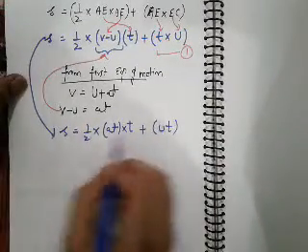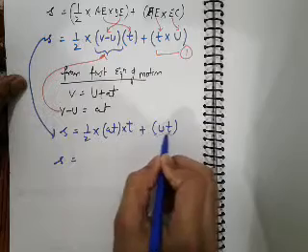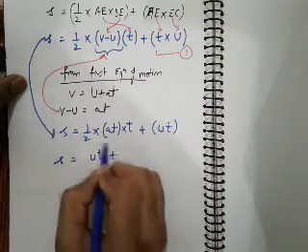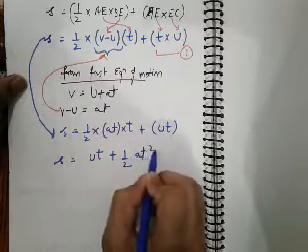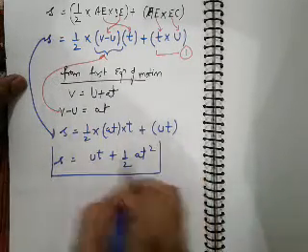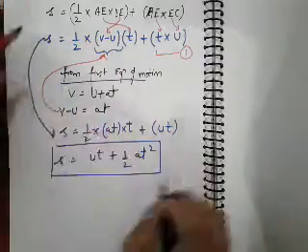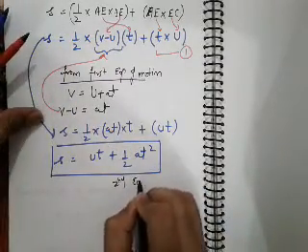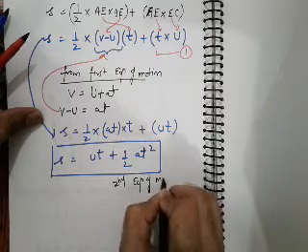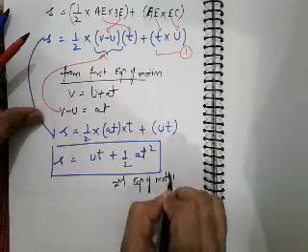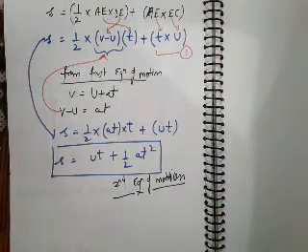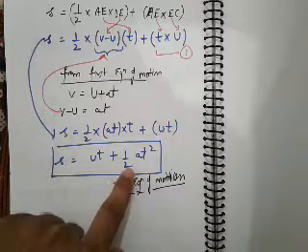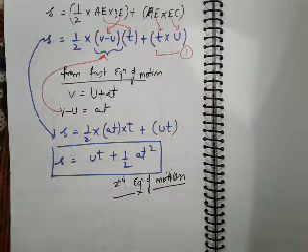Now solve this. S is equal to, I am writing this UT first, and half is there. A into T becomes AT square. You will get UT plus half AT square. This is the second equation of motion, and the derivation is with the help of graph. So again, you have to learn this second equation of motion, and the derivation is also very important from the graphical method.